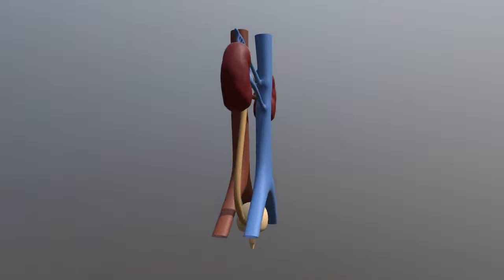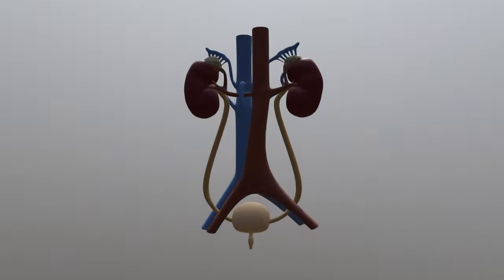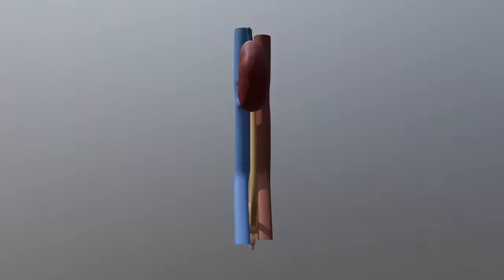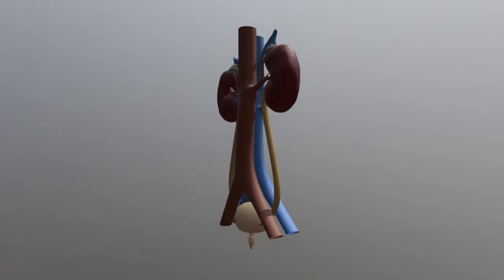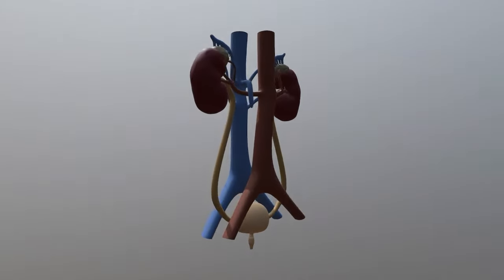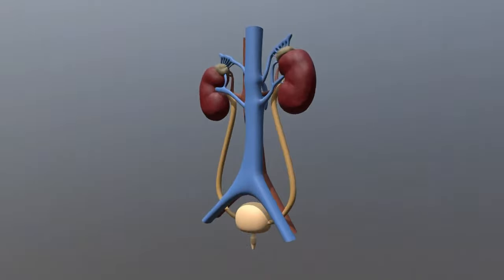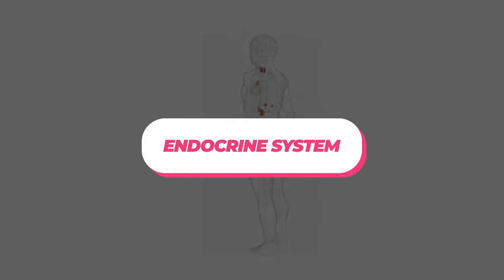The urethra is a tube that carries urine out of the body. In addition to removing waste products, the urinary system helps to regulate the body's electrolyte balance and blood pressure and plays a role in the production of red blood cells. Number 8. The endocrine system.